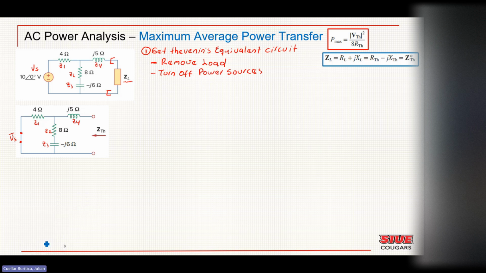Then what's the connection within those components in order to compute the equivalent impedance? Get the equivalent impedance that's also equal to our Thevenin impedance. What's the connection between Z2 and Z3?